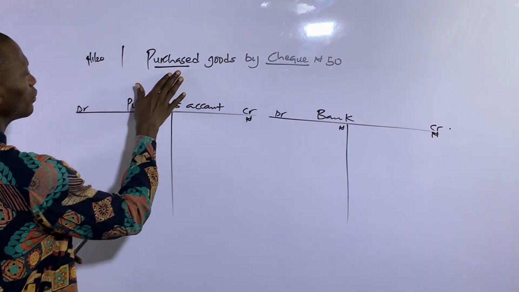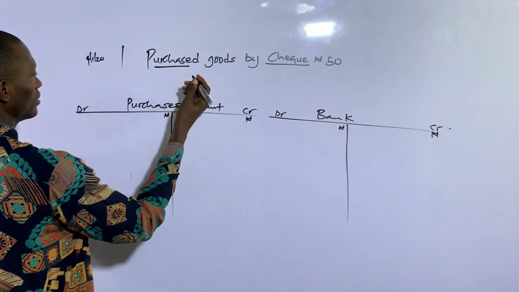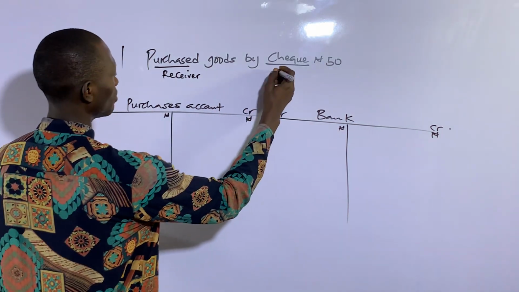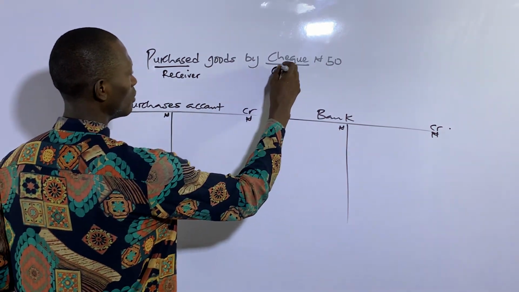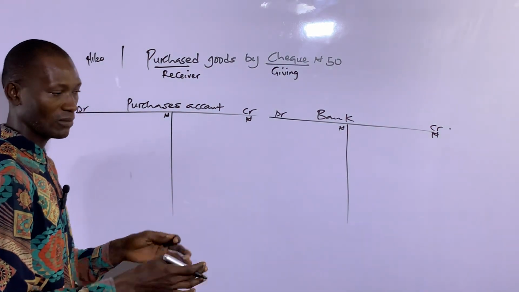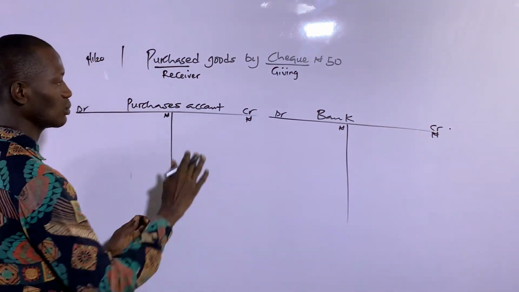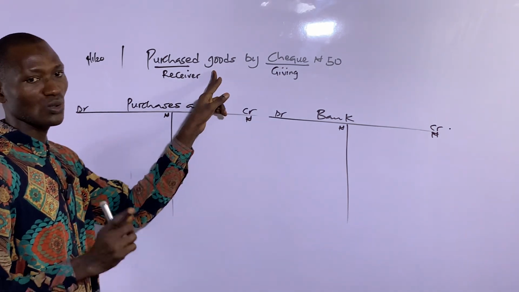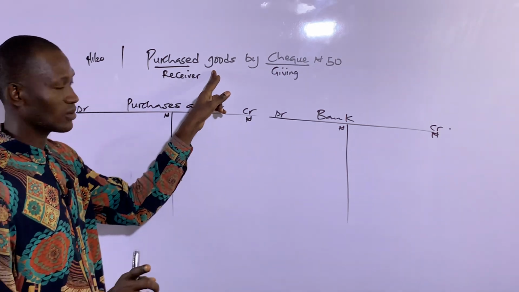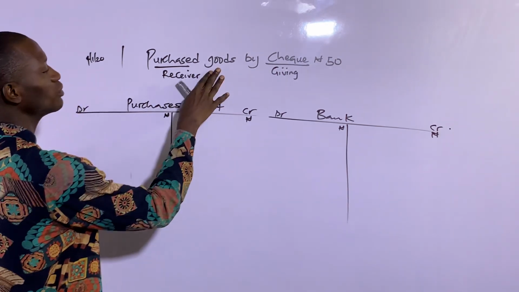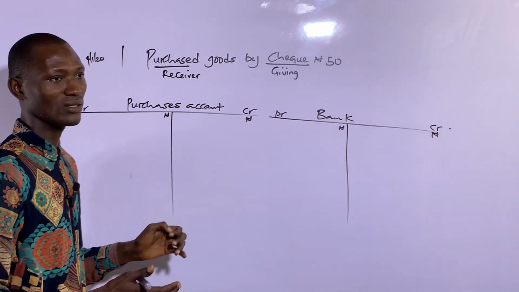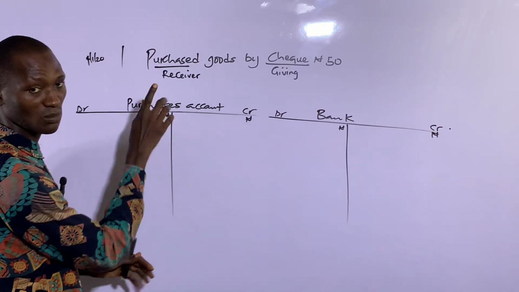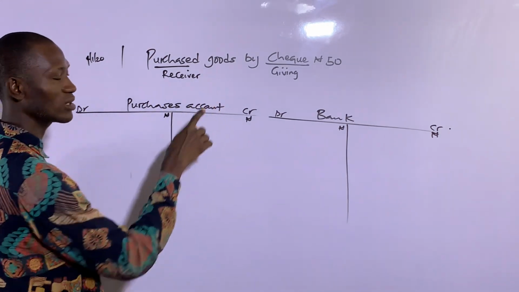So purchase is the receiving account because purchase was being paid for by the bank. So the bank is the giving account. Purchase by check: the bank is the one paying for that purchase. We are using the purchases account here because the goods purchased were not mentioned. If it had been purchase of stationery, this would have been the stationery account, not purchases.